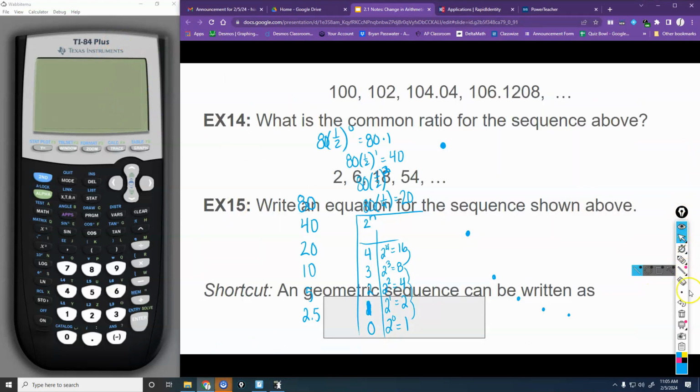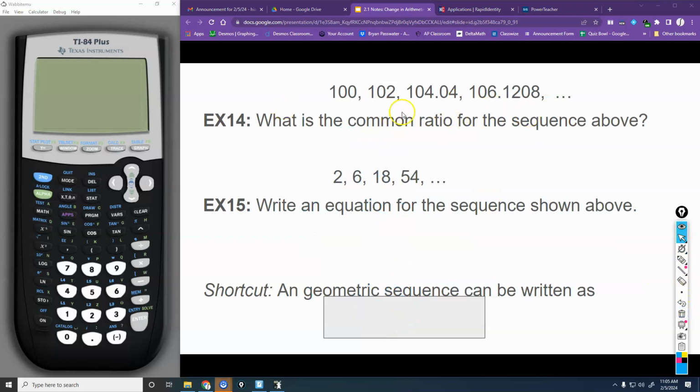All right, common ratio for this sequence. Ooh, what is the common ratio for that sequence? We got 100, 102, 104.04, 106.1208. It would be the amount added here, but it wasn't here. It only went up by 2 here.